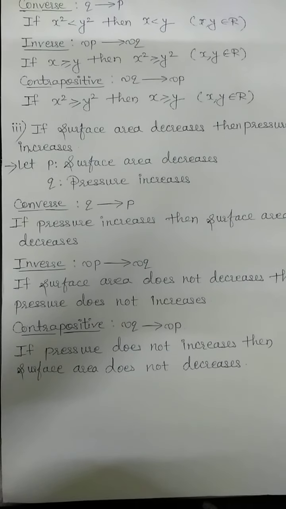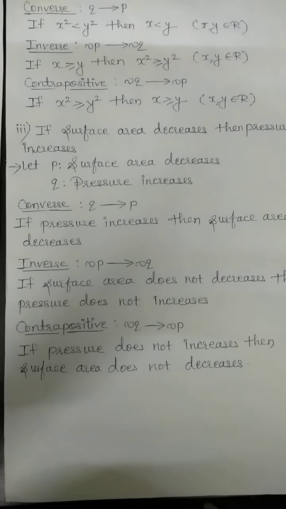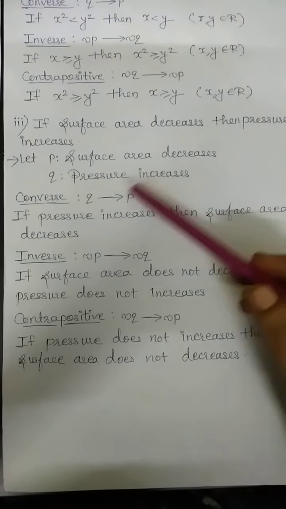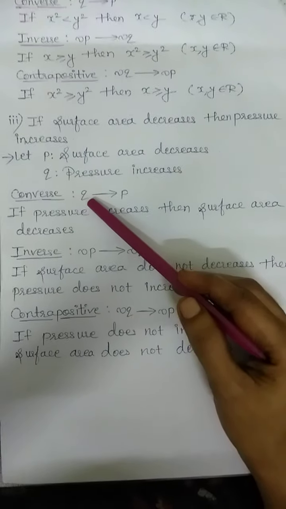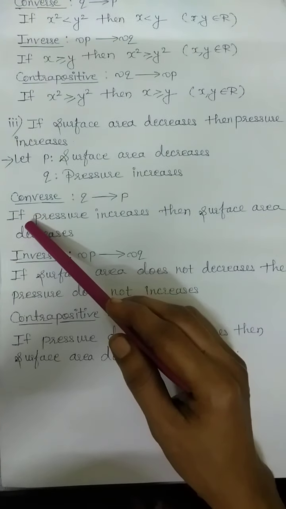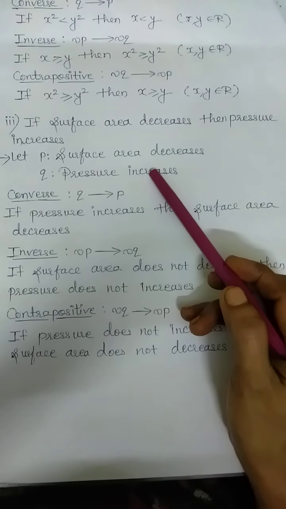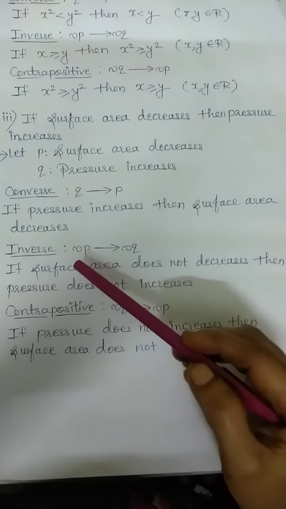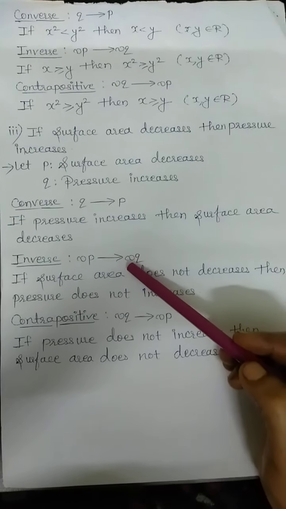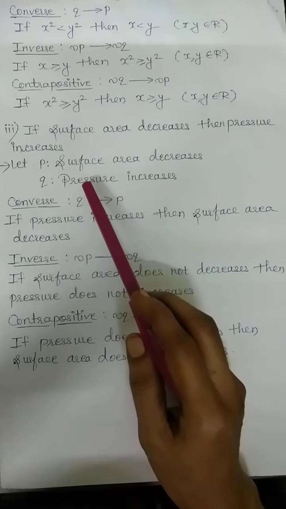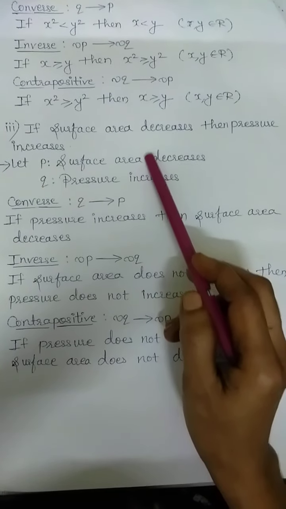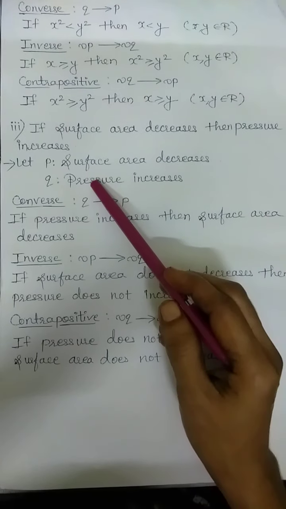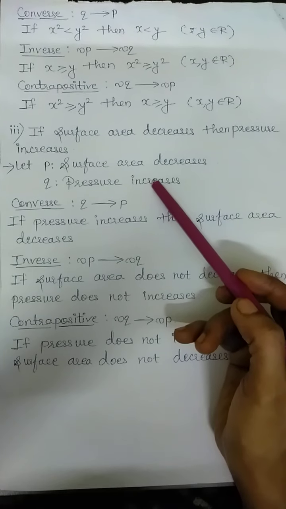Now here P is surface area decreases and Q is pressure increases. Now converse is given by Q implies P. So if pressure increases, then surface area decreases. Now inverse is given by negation of P implies negation of Q. So if surface area does not decrease, because we require negation, then pressure does not increase.